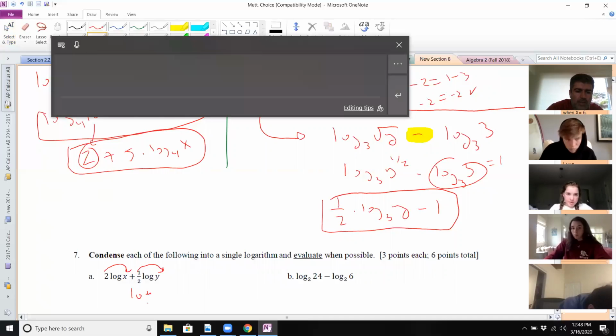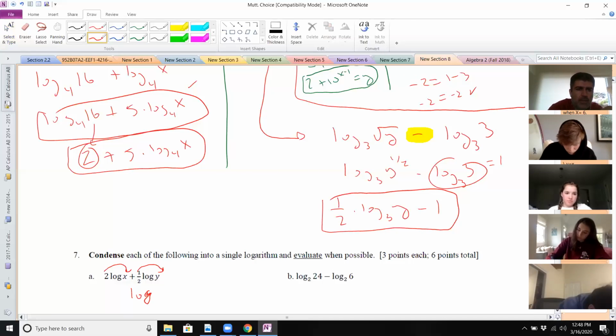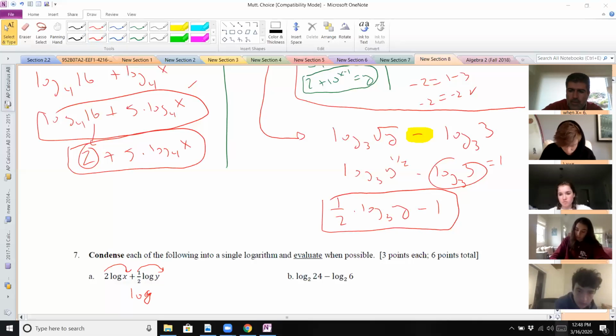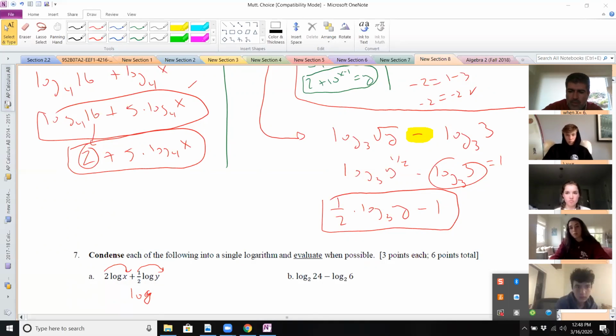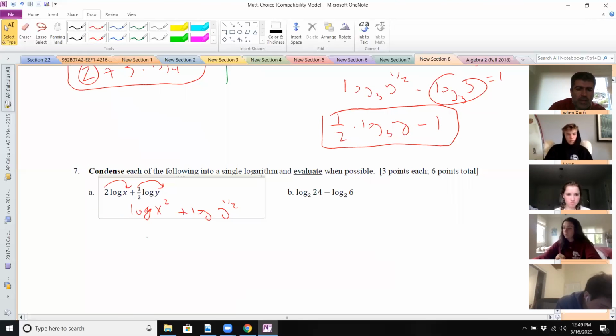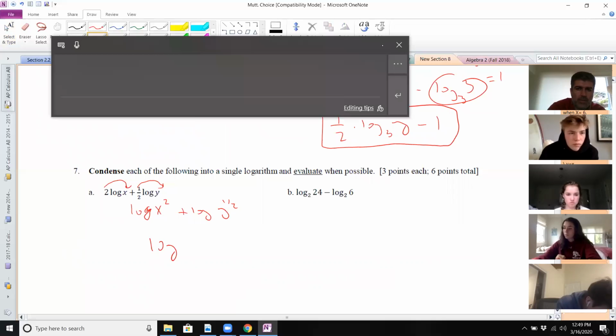So it should be log of x squared plus log of y to the half. And of course, that's just log of x squared times y to the half. And you can leave it like that. That's totally fine.